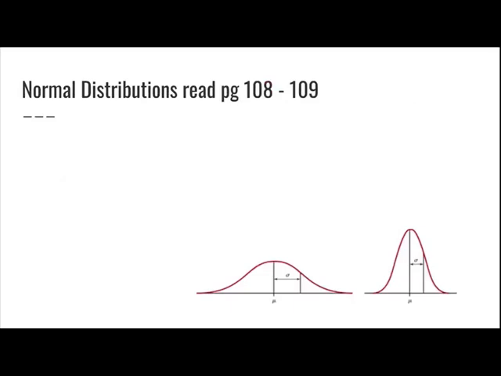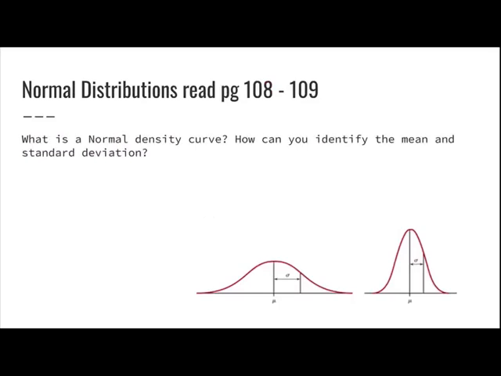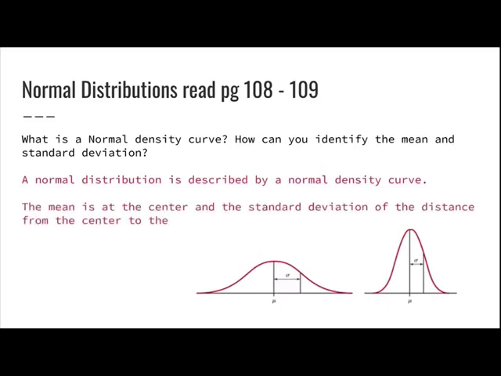Take a second and read about normal distributions on pages 108 through 109. What is a normal density curve, and how do you identify the mean and standard deviation? Basically, a normal distribution is described by a normal density curve. The mean is at the center, and the standard deviation is the distance from the center to the change of curvature points on either side.